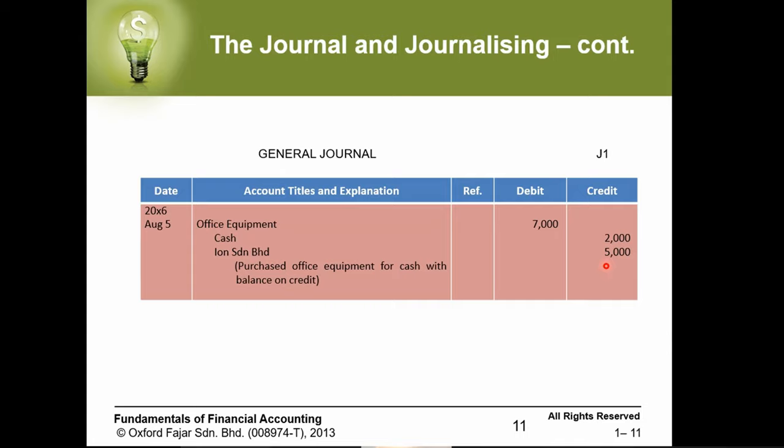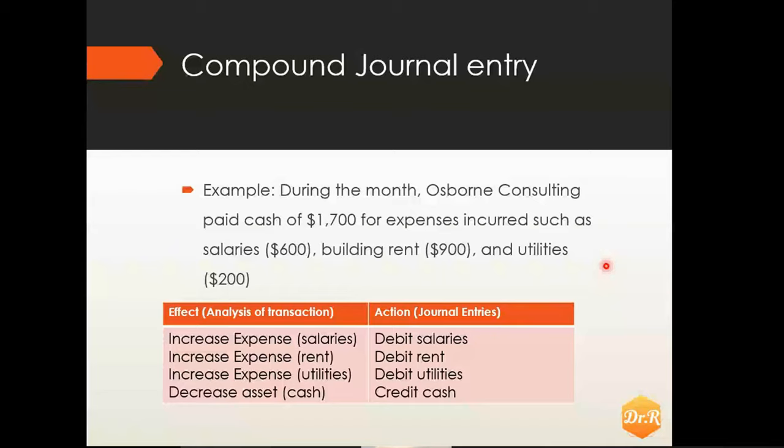So again, the entry can be of two types. One is the normal one, where we have one account in the debit and one account in the credit. The second type is the compound entry, when we have more than one account on one side. So either one debit, two credit, or two debit, two credit, or two debit, one credit. There is a possibility of having more than one account on one side. That's what we call a compound entry.